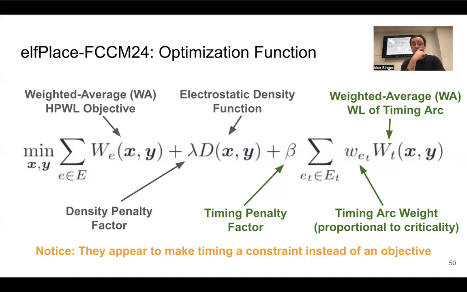That makes sense. Gotcha. I just found it strange because normally you would do net weighting within the objective term for the quadratic placers, for example.